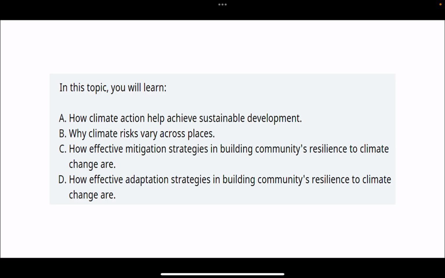So for the first part of the topic on climate action, we will be looking at these few ideas. Basically we'll be looking at how climate action helps achieve sustainable development. Subsequently, we will look at how it varies across places, how effective mitigation and adaptation strategies help communities' resilience against climate change. So in total, the section on climate action will cover these 4 general areas.